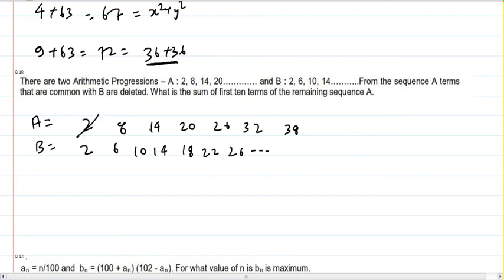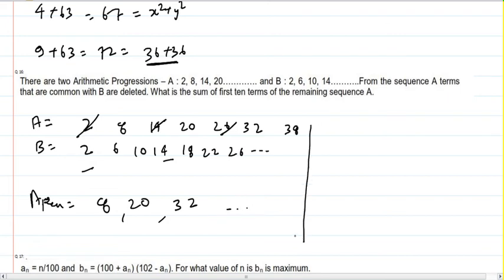First, I need to cancel the common terms. See, 2 is common, 14 is common, 26 is common. So I notice what is remaining in A. The remaining is 8, 20, 32. Now guys, notice when you have equispaced terms in an AP which are remaining, that is a new AP. The first term is a and the common difference is 12. What do you want? Sum of this new sequence up to 10 remaining terms.